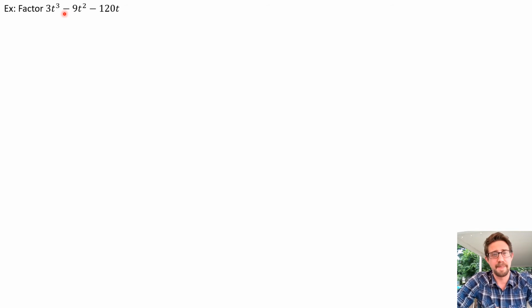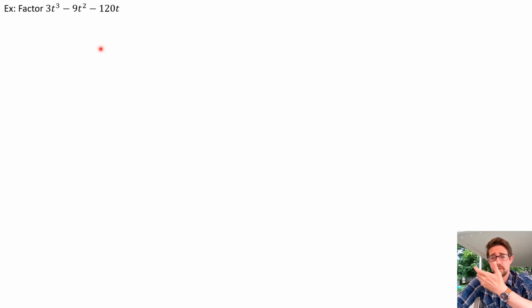Okay, but this should ring a bell from the last section. We have 3t cubed, we're using t, it doesn't matter what variable we use, minus 9t squared minus 120t. So what we want to look for when we see something like this is, can we simplify it? And the quickest and really only way here to simplify it is to look for a common factor. In fact, it's to look for the greatest common factor.